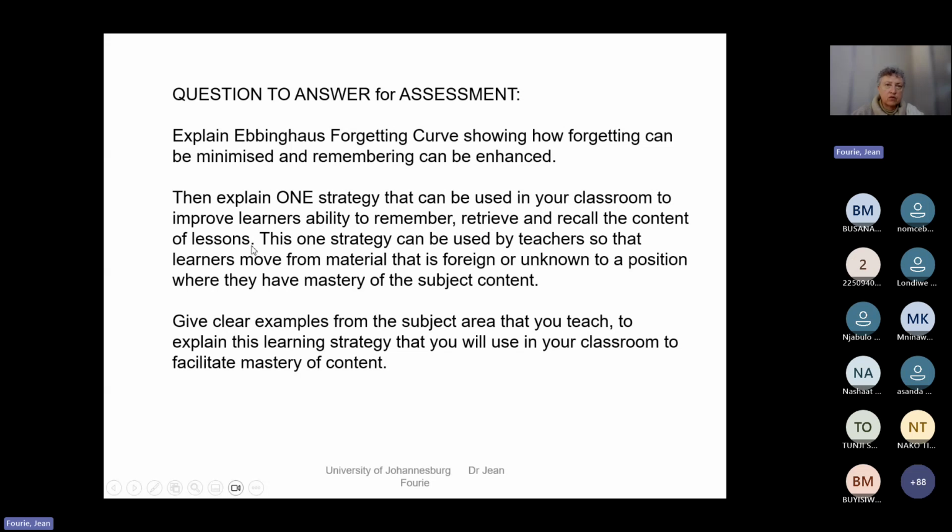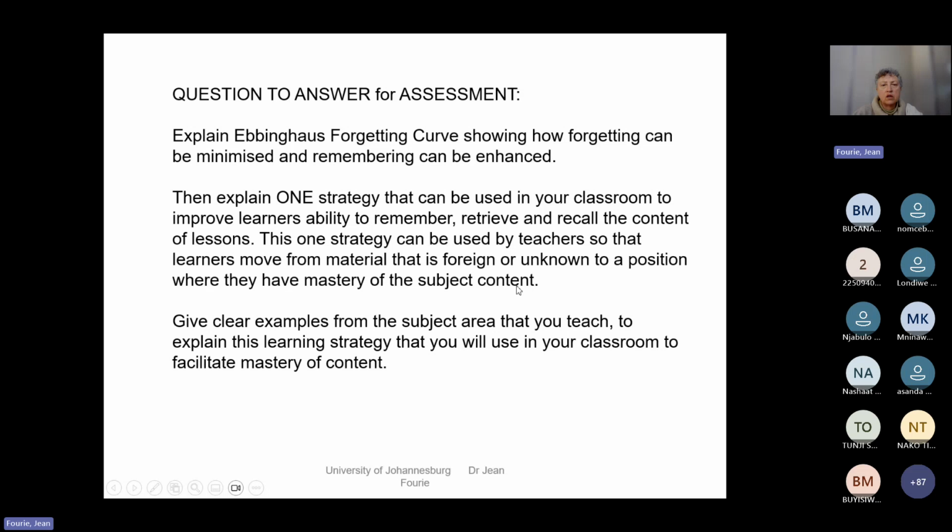And then you're going to explain one strategy that can be used in your classroom to improve learners' ability to remember, retrieve, and recall the content of lessons. I gave you 6 possible strategies. You're welcome to use one of those, or if you find in your research another strategy that relates to remembering and enhancing memory, then you can use that.